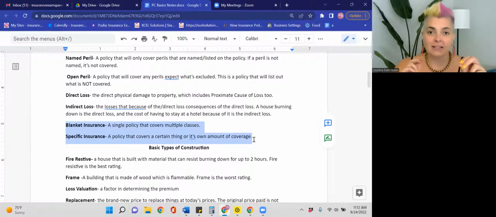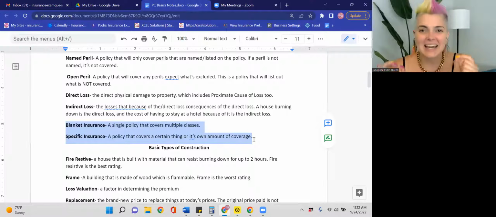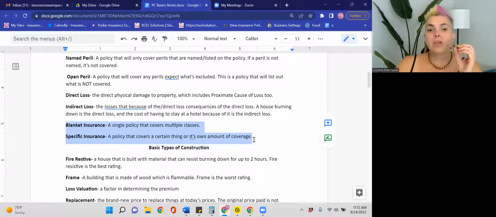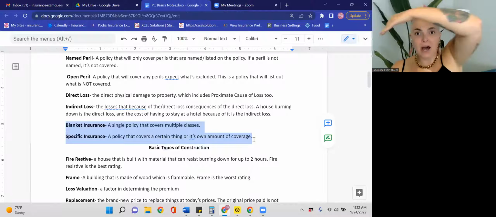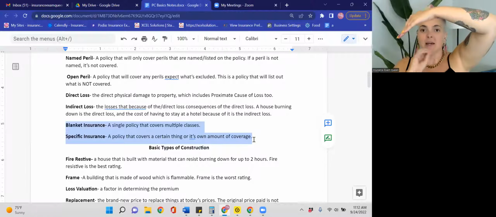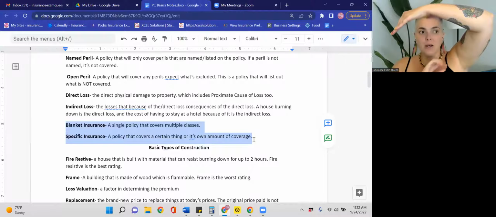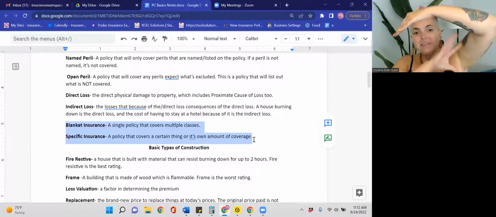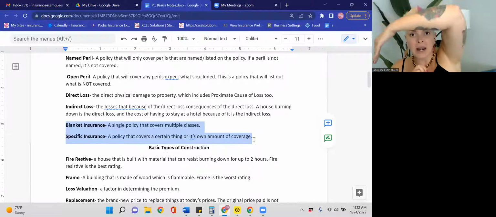When they talk about blanket and specific, it's hard to tell what they're saying. It's like when you read the definition, you go, I don't know if that's blanket or specific. These are the word choices that they will say. When they're talking about blanket, they're going to say single policy, multiple classes. Blanket is a single policy with multiple classes. So when I say a ring, a necklace, a bracelet, these are like different classes. They're different things, but it's one amount of coverage.